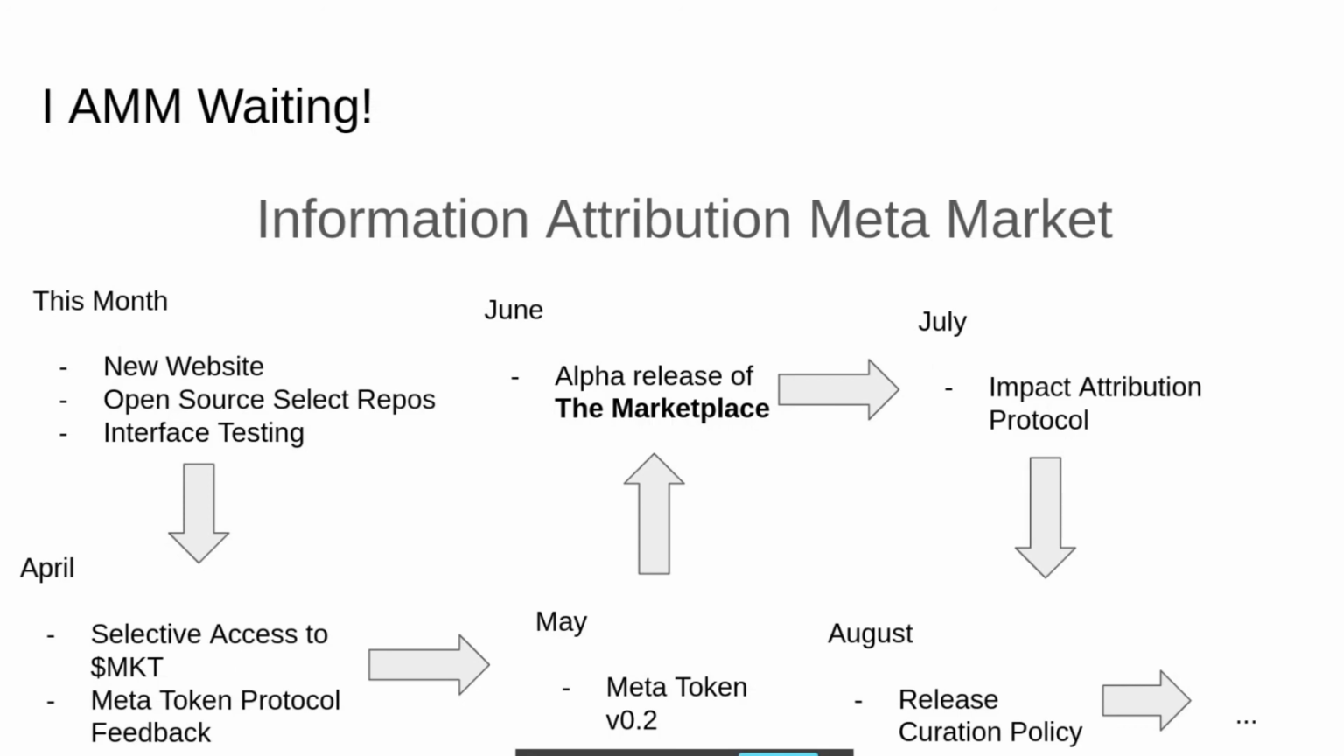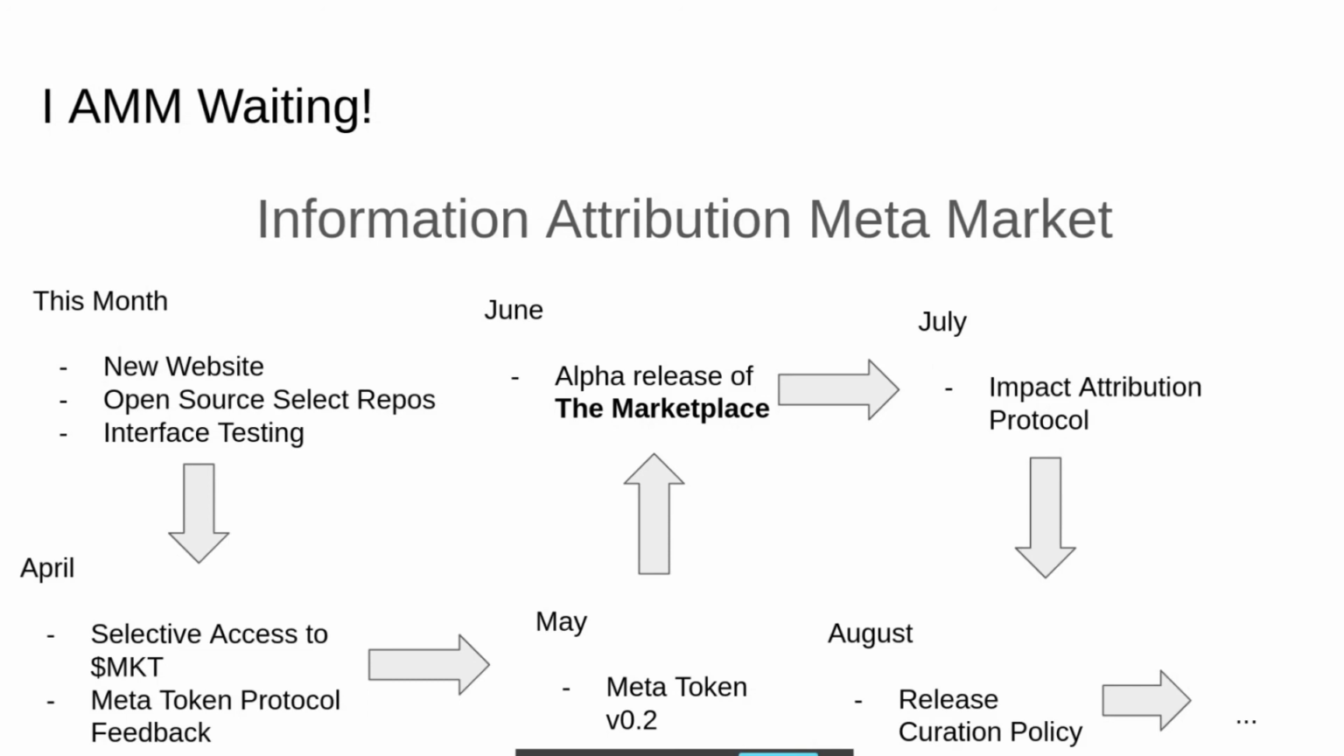And this is just a quick roadmap. This month we are releasing our new website because we rebranded and renamed, and open sourcing selected code repositories that have been in development for the past six or so months, including the reserve currency, and testing one of the initial apps on it. Next month we'll open access selectively for people to acquire the MKT, which will be used later as the universal reserve. It also comes with certain rights attached to it, but you can read more on the website for that. And in June, we release an alpha version of the application itself.